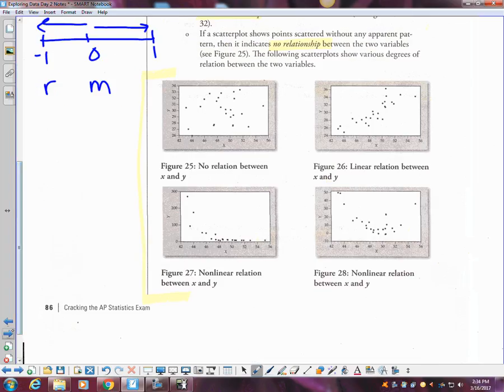So then you've got some examples here at the bottom. The first one is just extremely scattered. There's no relationship. The second one, figure 26, you can see that there is a pretty good solid linear relationship. Figure 27, definitely nonlinear that looks to be somewhat exponential. And 28 is nonlinear, could be quadratic, or it could be exponential with a little outlier out there.